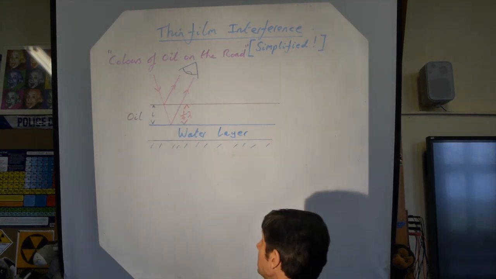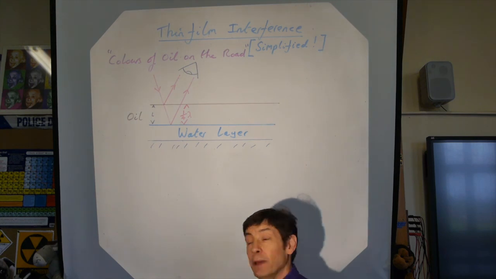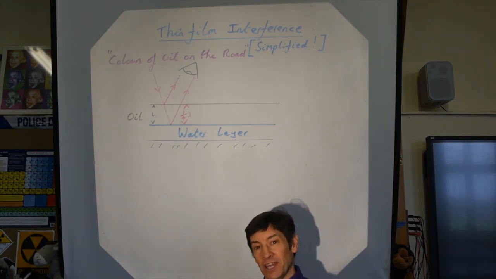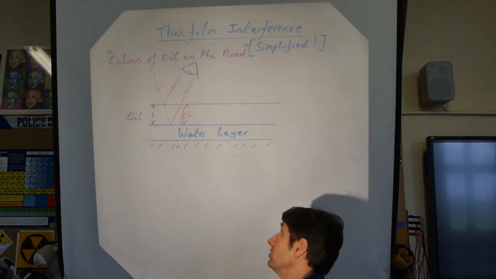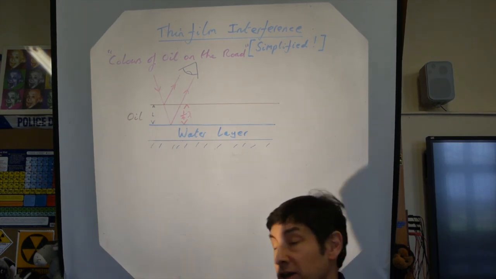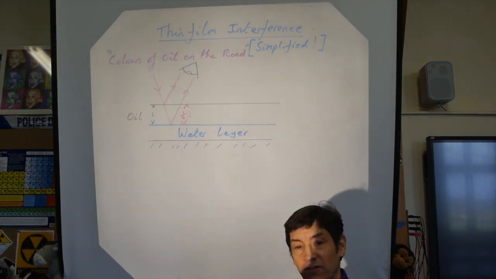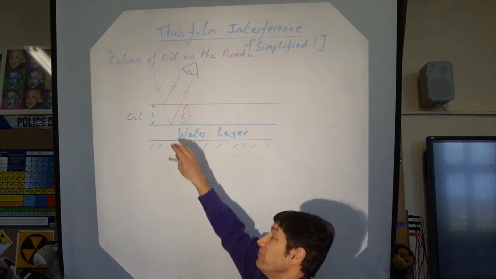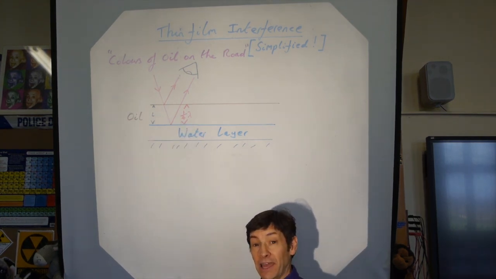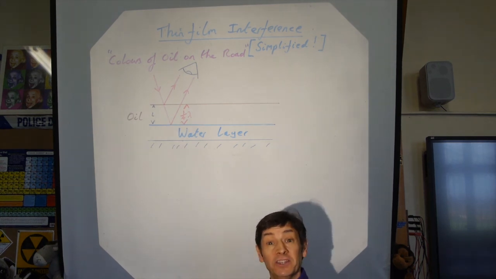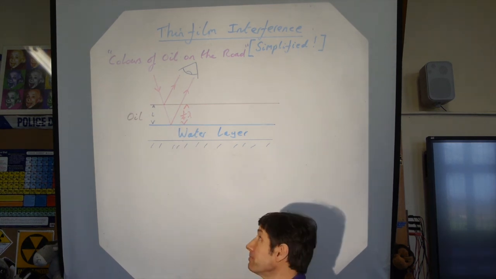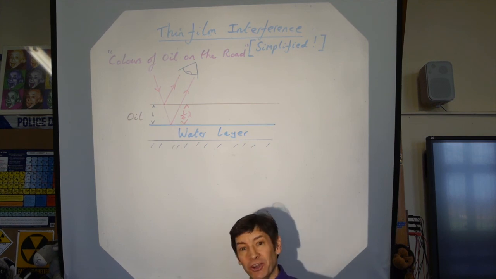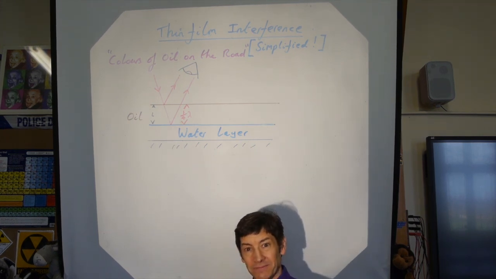And if that's the case, then you know what's going to happen. Those two rays are going to be out of phase by 180 degrees, and they're going to add up in your eye, destructively interfere, and the colour red is going to disappear from that part of the oil layer. So what you'll see is a different colour. You might see the blues, for example. So now let's look at what happens when we shine blue light in.